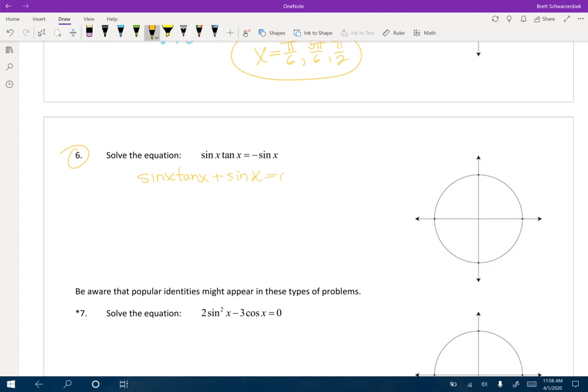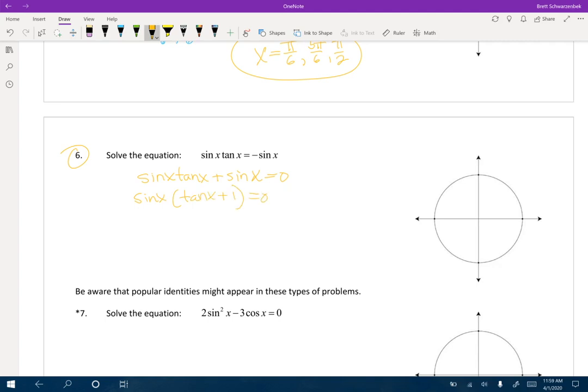Even when students get this, they still struggle with this because they just don't see the algebra, but hopefully you see that this is a classic GCF problem. The greatest common factor of both these terms is sine x, so let's factor out a sine x and get sine x times tangent x plus 1 is equal to 0.